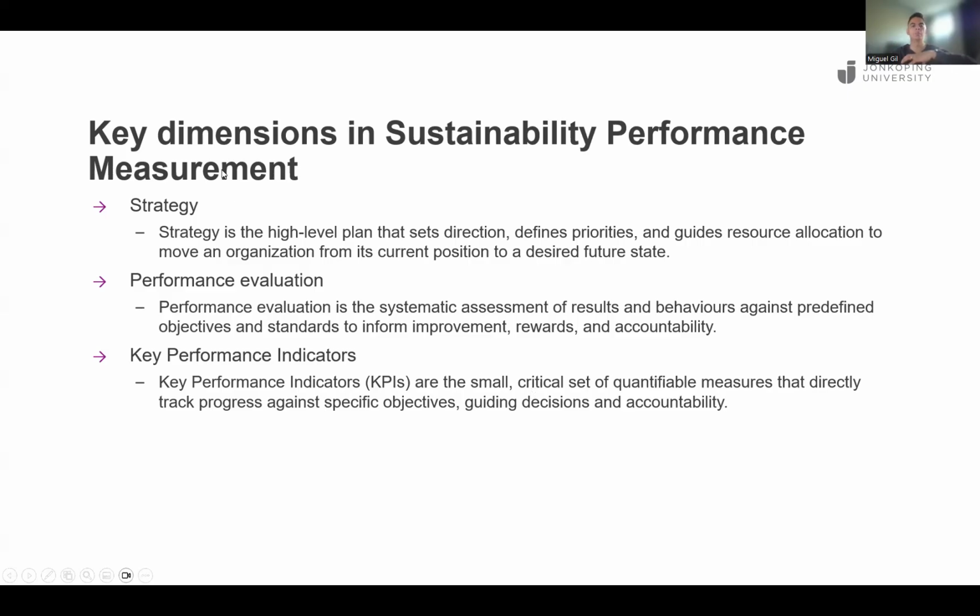So strategy is the big plan. Performance evaluation is a systematic approach to assess the progress in the organization, and KPIs are the smallest unit, based on quantifiable objective measures to check how we are progressing. So that's the introduction to the topic. I think in the next videos we will see how to apply all of this in the realm of sustainability.